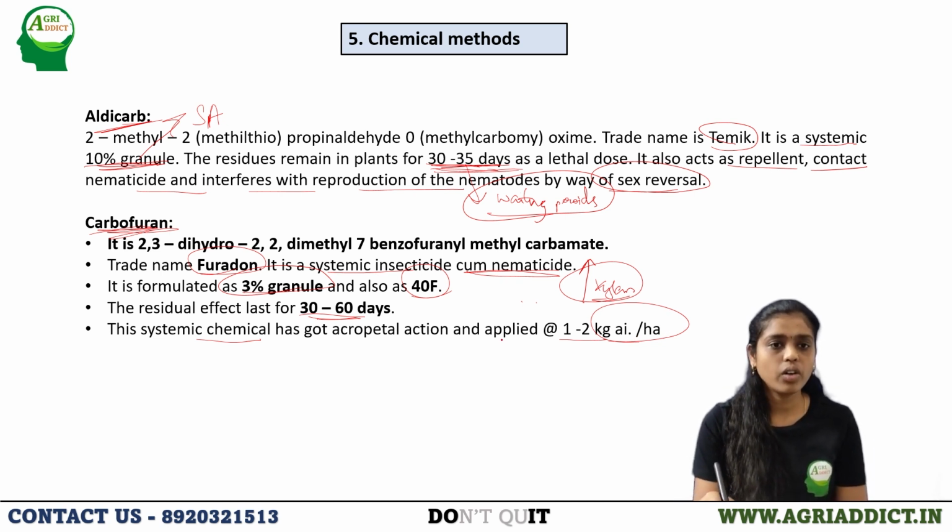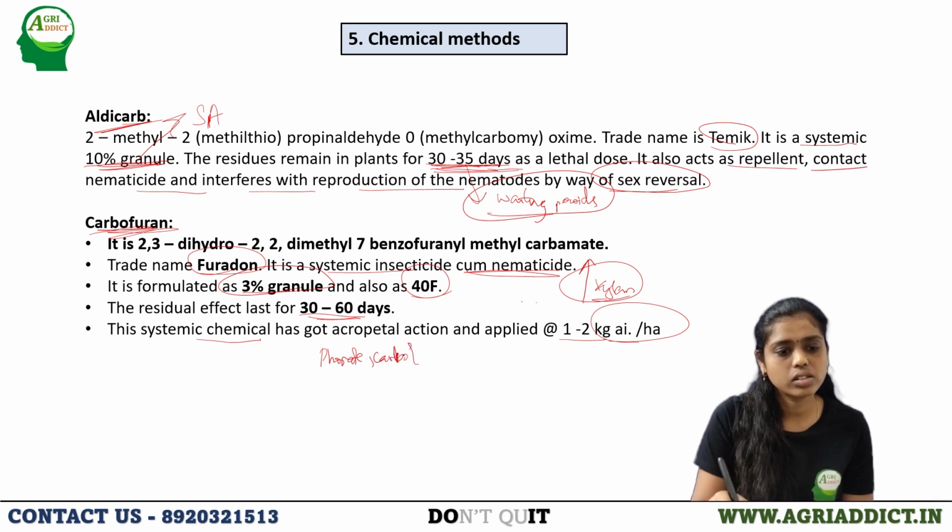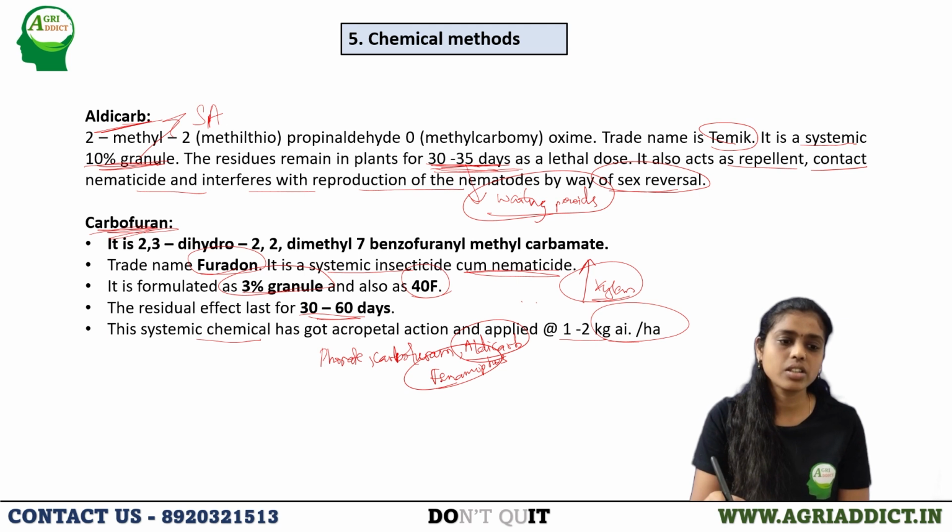Normally, when we go for nematode management, the chemicals we mostly use are Thimet, carbofuran, and even Aldicarb. Sometimes we go for Aldicarb or even phenamiphos. These are the main frequent chemicals applied for nematode control. So these are the different management methods for nematode control.